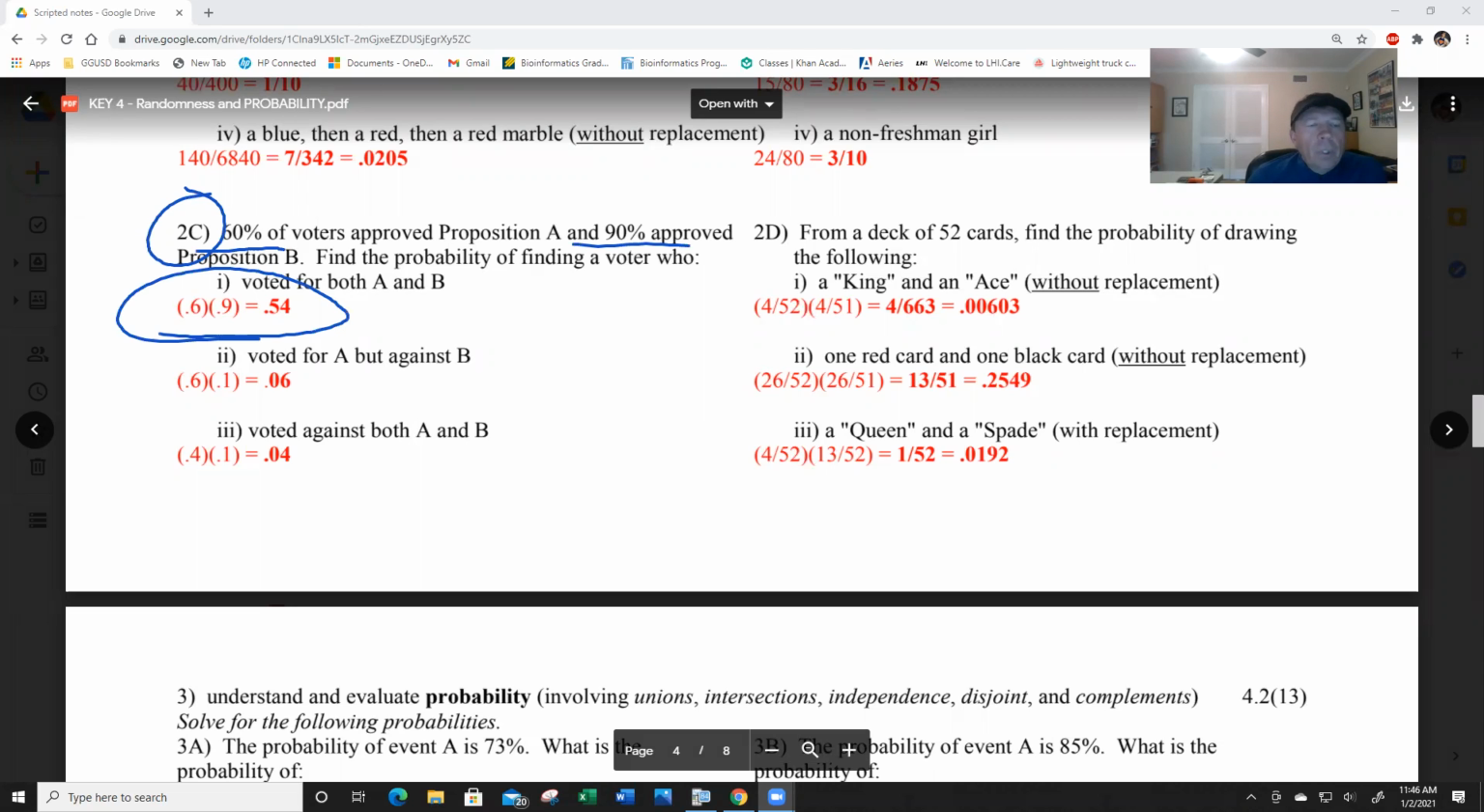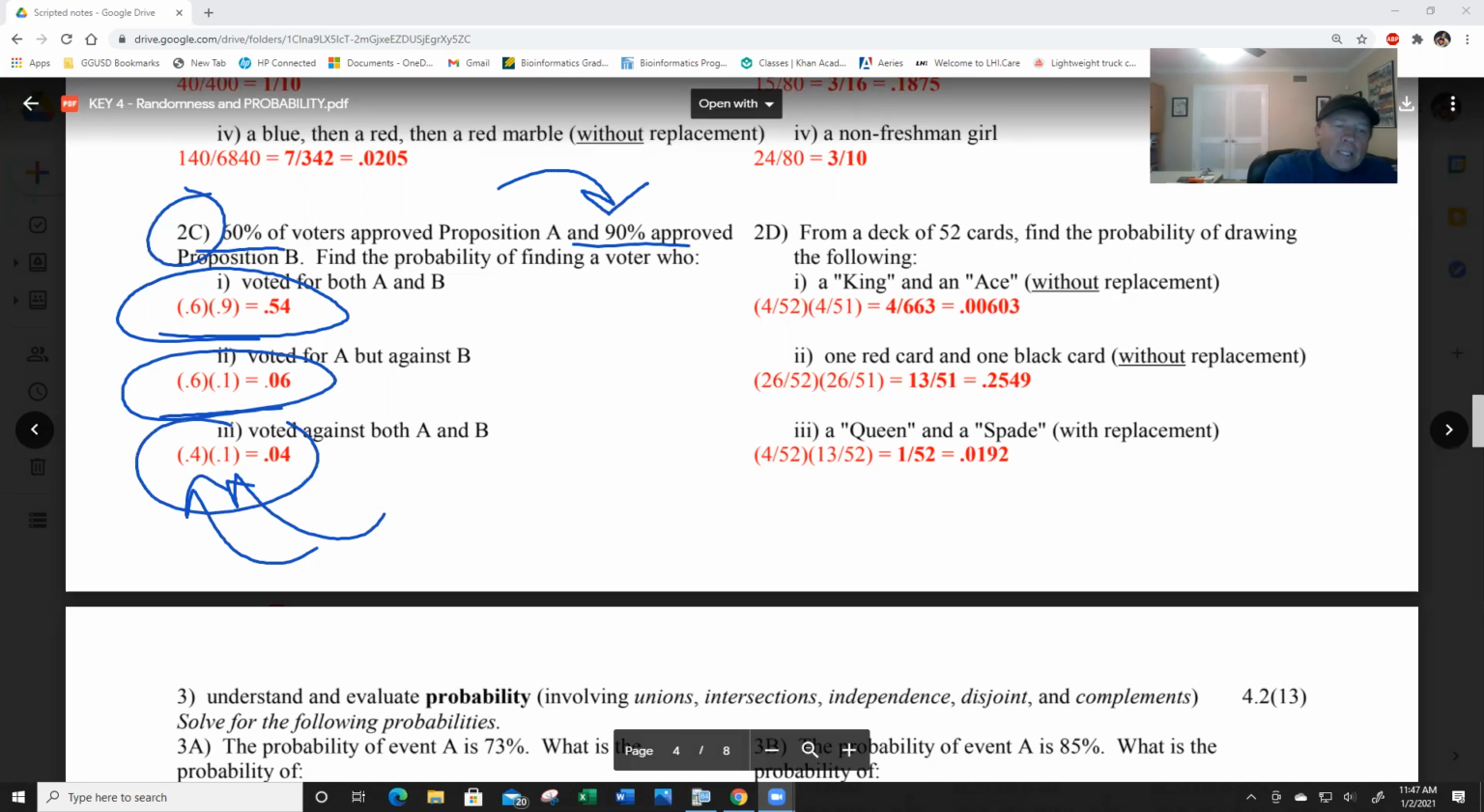Okay, item 2, voted for A but against B. Against B would be not B, which is 0.1. And so you see the answer there. And then 3, voted against both A and B. Voted against them, which would be not A and not B. That's the complement. We talked about that earlier. Now we're going to do these things in a tree diagram later. That's coming in another lesson, which will be great.